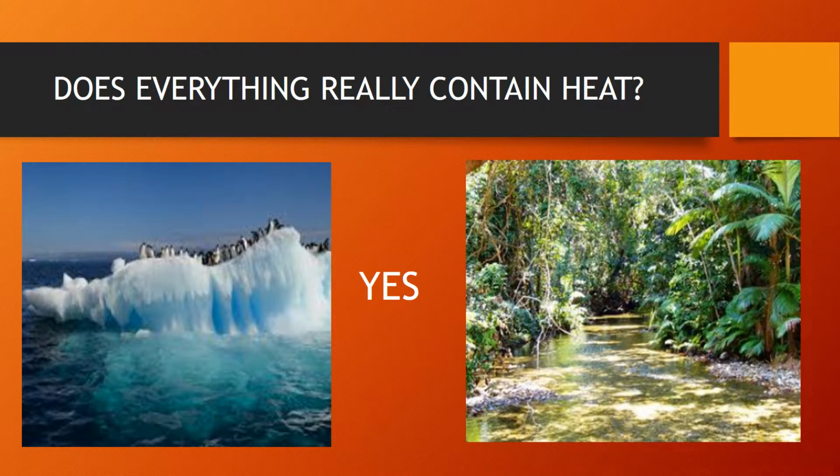Does everything really contain heat? The answer is yes. Everything has heat and radiates heat. Even cold things have heat. Anything with molecules has heat. It's just that cold things like this glacier, the molecules that make up the glacier move a lot slower than the molecules in warmer things like a forest.